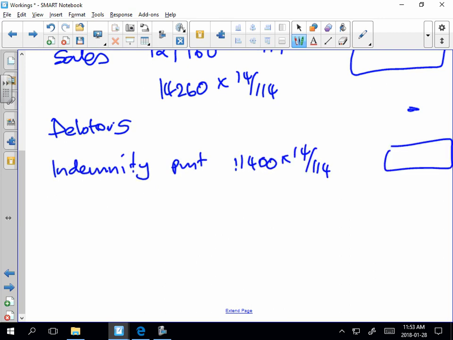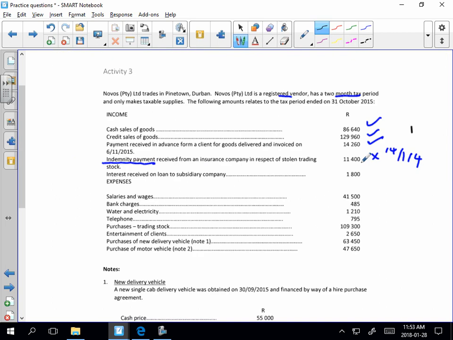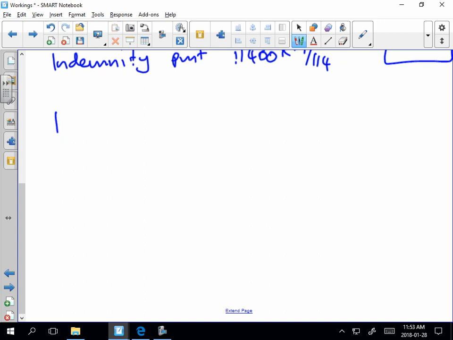Guys, are you comfortable with this? Is it making sense? Okay. Interest received from a loan. Interest is what? Financial services, and financial services are what? Exempt. Don't say zero rated. So financial services, interest, exempt, nothing.